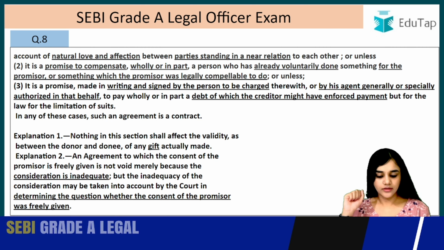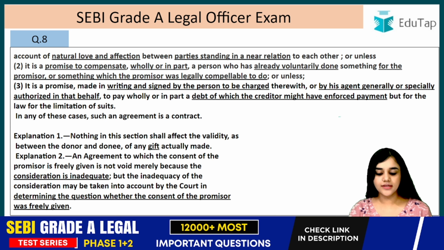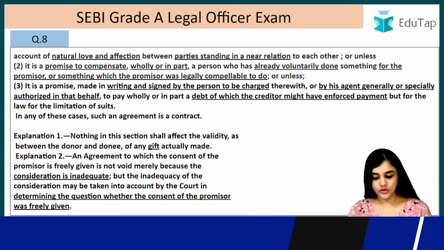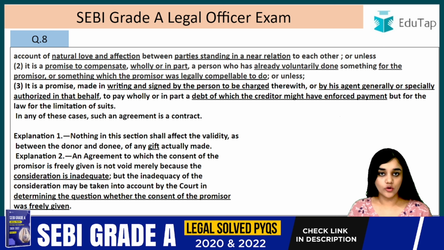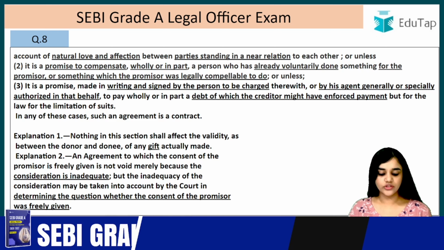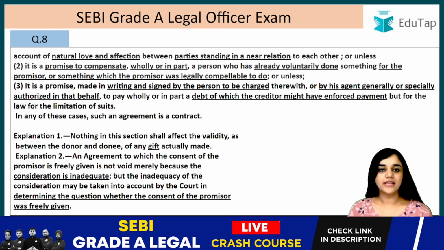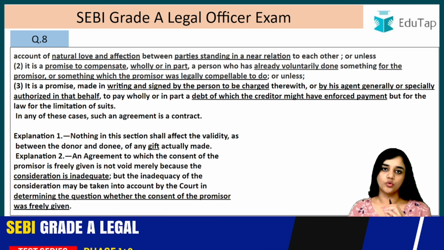It says an agreement to which the consent of the promisor is freely given is not void merely because the consideration is inadequate, but the inadequacy of the consideration may be taken into account by the court. That inadequacy can form a part of the evidence, right? It can be taken into account by the court in determining whether the consent of the promisor was freely given or not. For that purpose, the inadequacy of the consideration can be taken into account by the court of law.